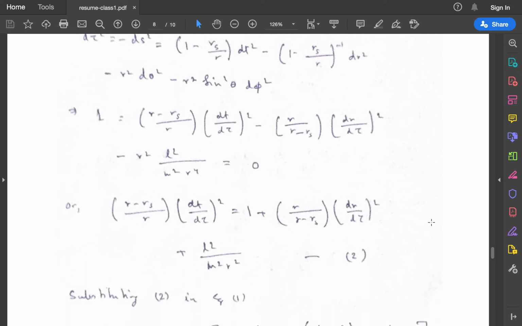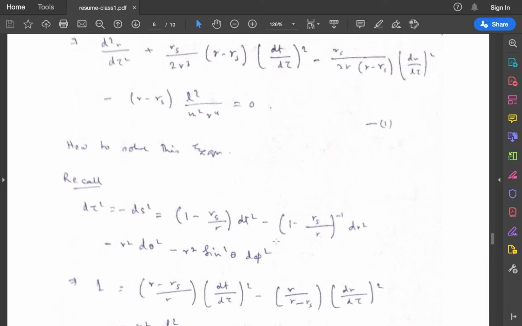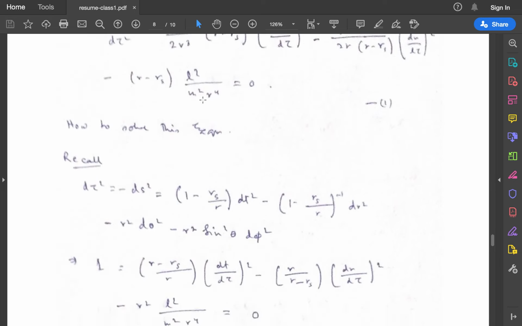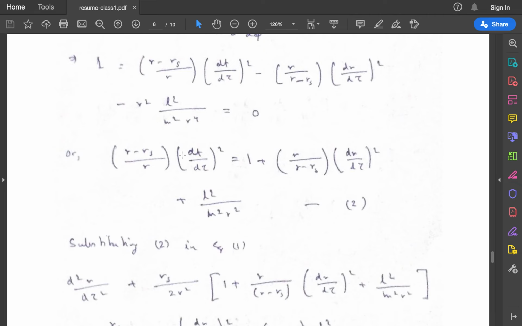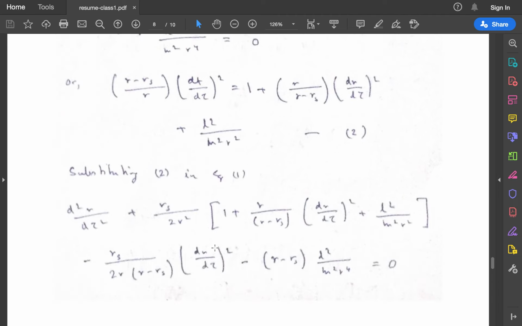Okay, so I can write dt by d tau in terms of dr by d tau and the constant terms. If I do this, I will have this equation. Let us write this as equation 2, and the equation we need to solve is equation 1. And if I replace dt by d tau from 2 in equation 1, we'll have this big equation. But don't be afraid of this big equation, because most of it will cancel. We have d square r by d tau square, and both dr and d tau square, so you will see that many things will be cancelled.